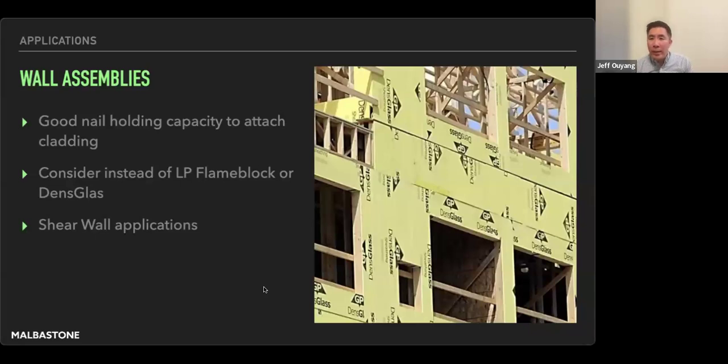So what magnesium oxide can do is have both the properties of, say, dense glass and also the structural strength of the substrate plywood or OSB. Some other products you can consider, you might be familiar with LP FlameBlock. That actually is magnesium oxide too, laminated onto an OSB substrate. Due to the strength properties of magnesium oxide, there's also shear wall applications too.